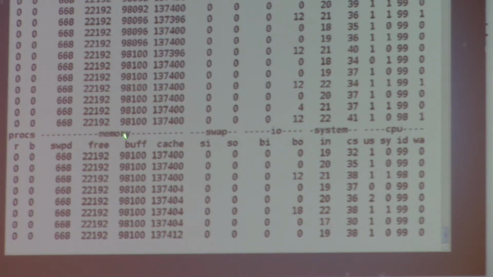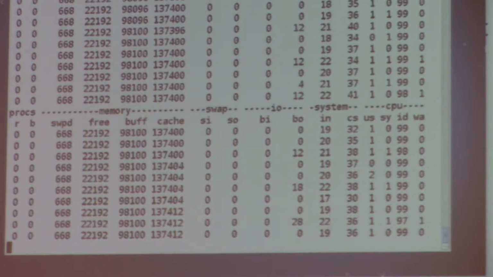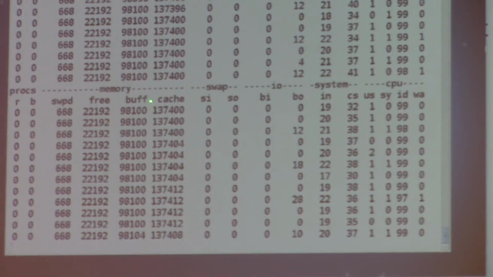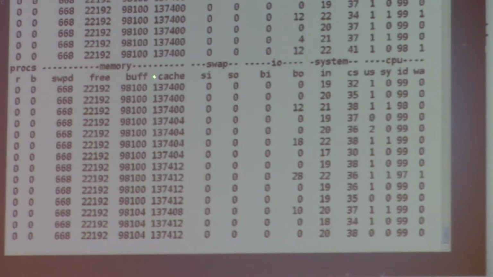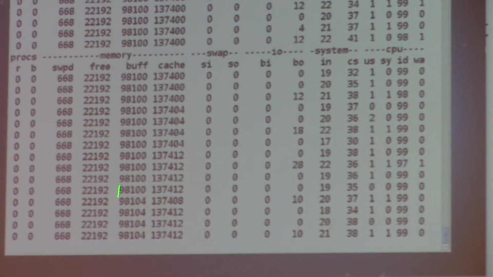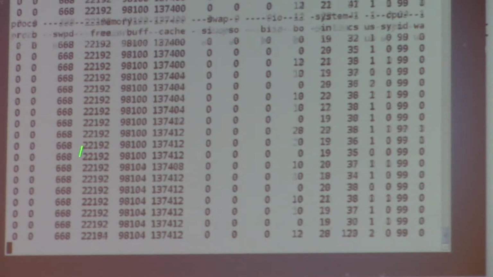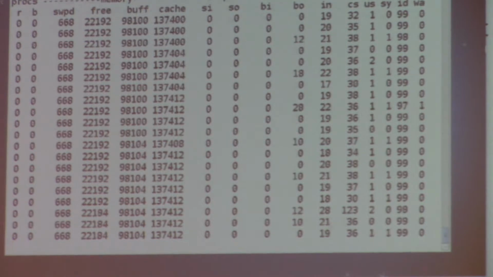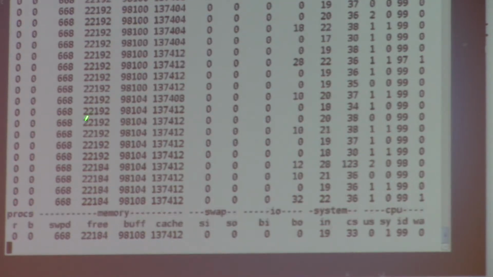Then finally the memory part. Free means physical free space, and buffer and cache. How many of them are cached and buffered? So you can see this part, how much free space. Swapped means how many of them are in the virtual memory. It's very little, so this time we don't use a lot of swap.